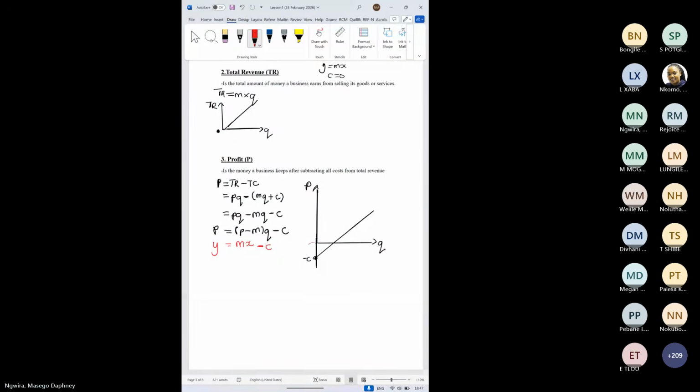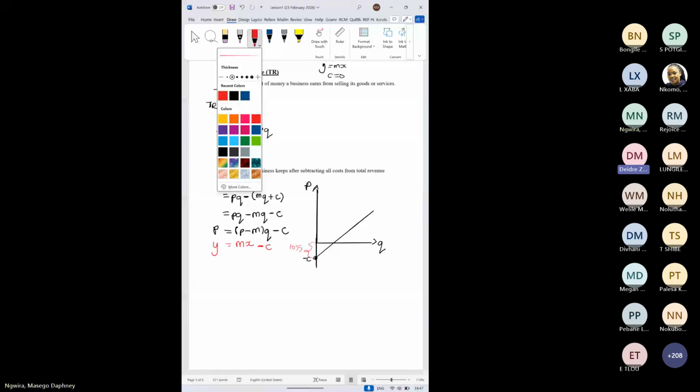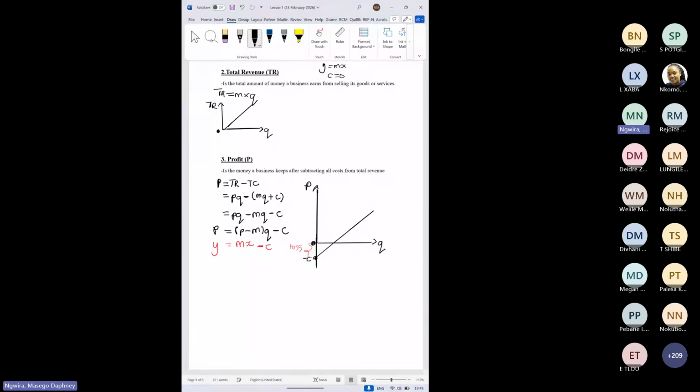Hi, Masifo, we're losing you. You keep breaking and coming back, so we're missing bits and pieces of the explanation. Okay, all right, is it for everyone? Yes, for me as well. Indeed.